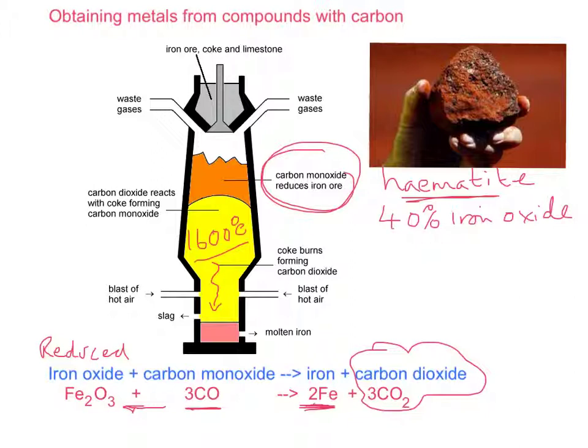The waste product, that's the slag here, is what's left over from the hematite earlier. There was only 40% iron oxide. The remainder gets removed as slag. Molten iron comes out at the bottom because it's the densest material. And the hot air must be mentioned because that's the thing that sets up the temperature inside the furnace and gets the reaction going.